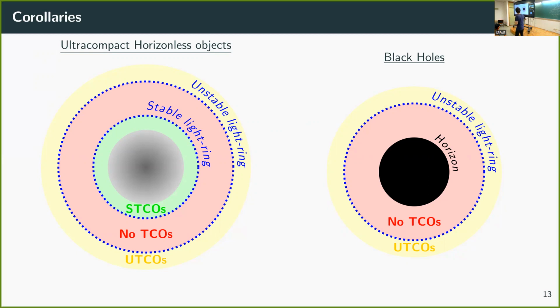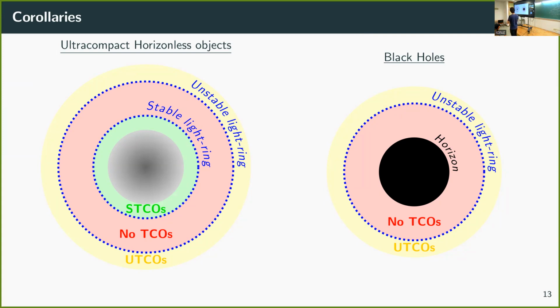Well, in the same way, you can say that in the case of the black hole, the region between the horizon and the unstable light ring is always a region without time-like circular orbits, because again, you need more light rings in order to have a different type of structure, by continuity of that beta function. So this is the main result of my first part.